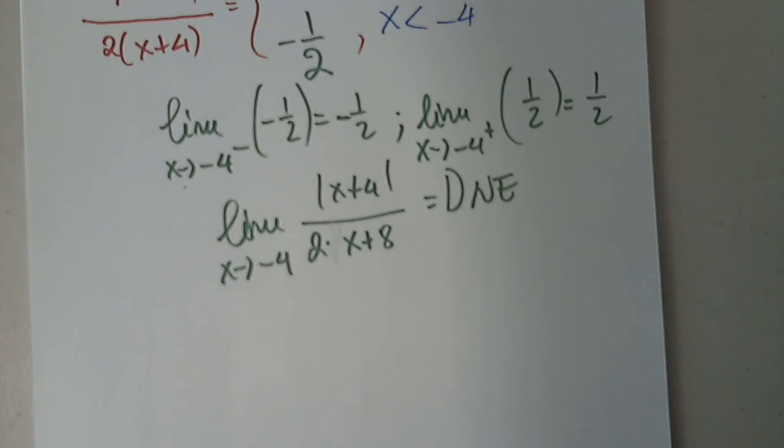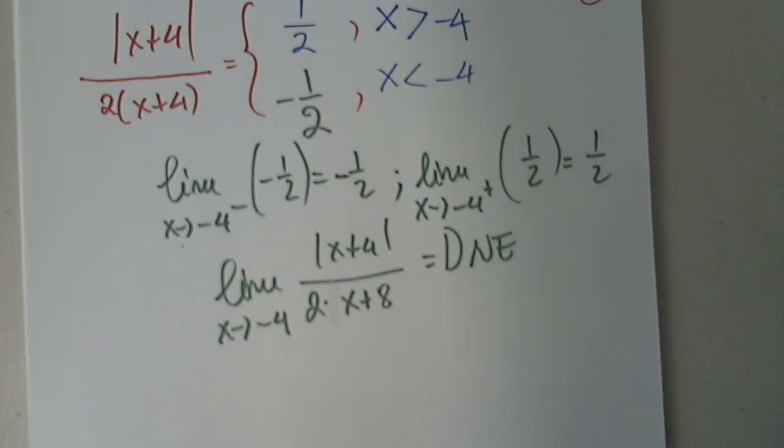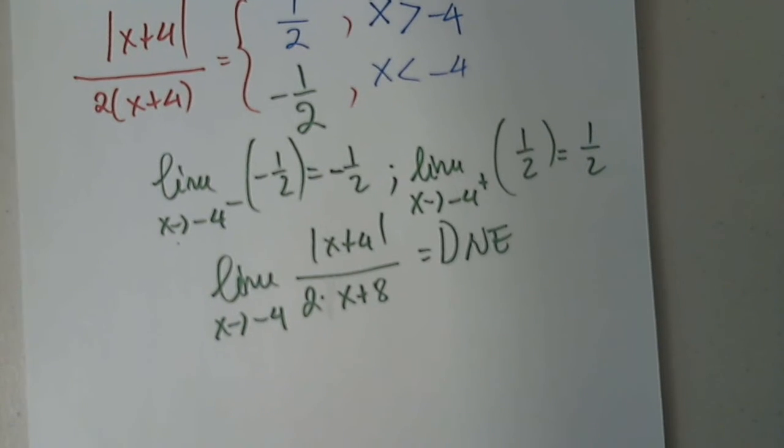Is this okay? So why is it D and E again? The limit from the left does not equal the limit from the right.